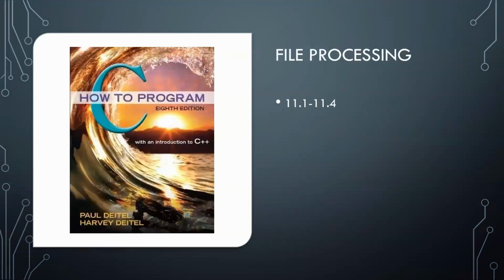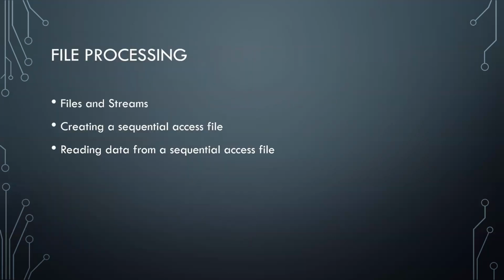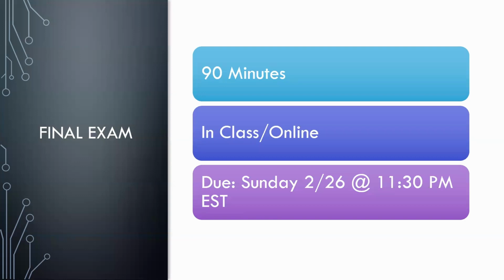The last thing we touched on this week is file processing. It was chapter 11, sections 1 through 4. We talked about files and streams, creating a sequential access file, and then finally reading data from the sequential access file.